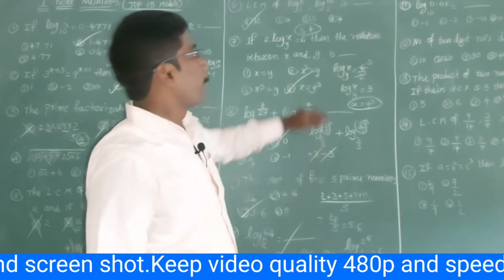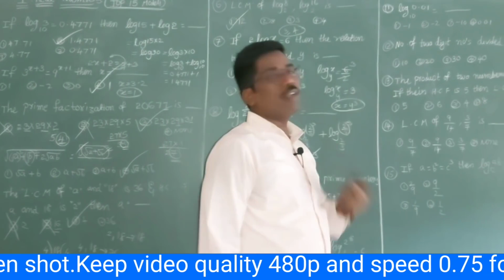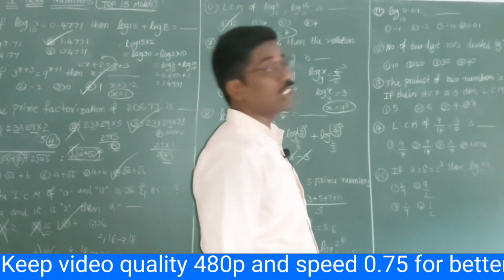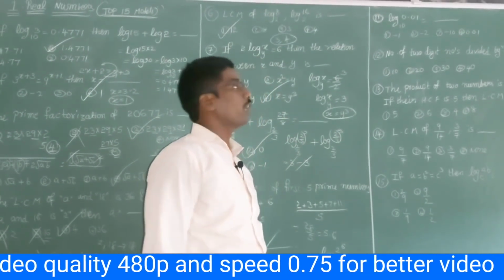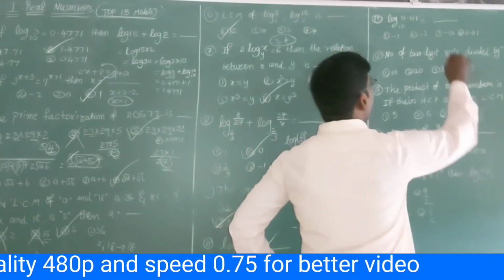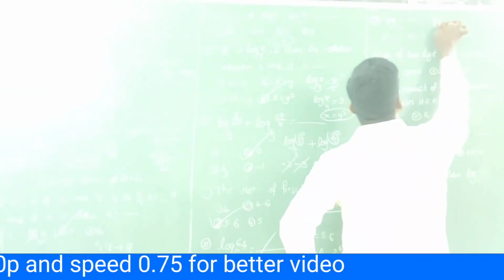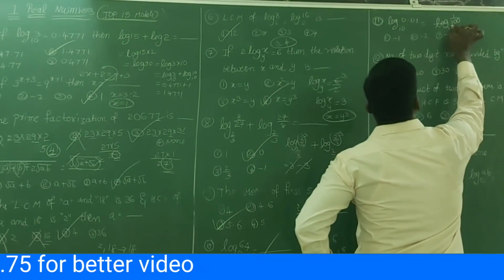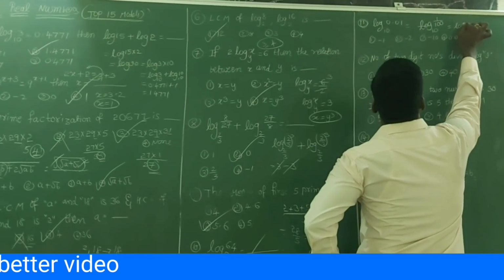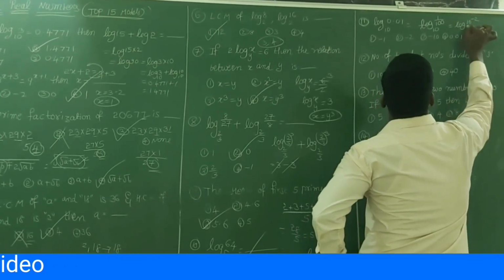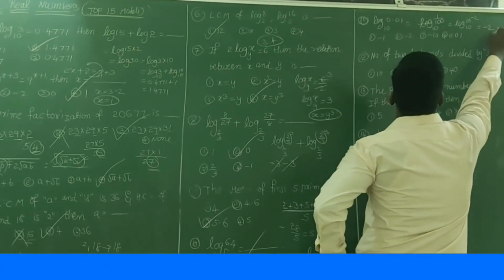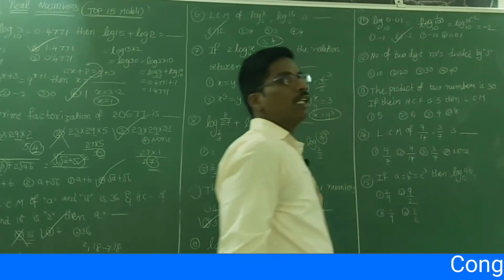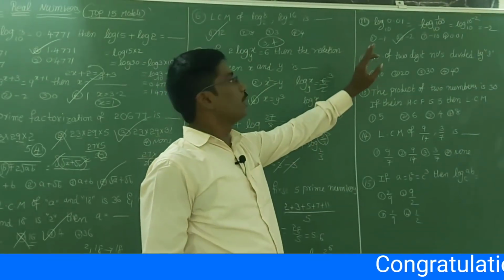Next, log 0.01 base 10. So 0.01 means 1 by 100. So we can write log 1 by 100 base 10, that is equal to log 10 power minus 2 base 10, that is equal to minus 2. So that is the second option.